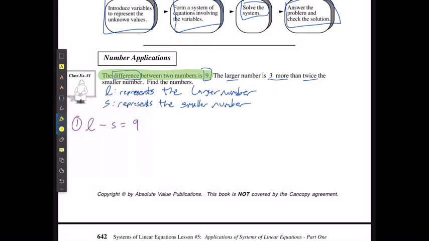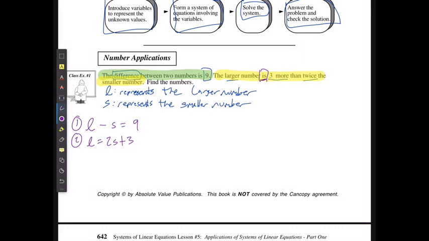Then I'm going to use the second sentence to create my second equation. The larger number is 3 more than twice the smaller number. Well, for my second equation, I'm going to say the larger number. As soon as I see the word is, I know that means it's going to be equals. 3 more than twice the smaller number, well, twice the smaller number is going to be 2S, and 3 more than that is going to be plus 3. Usually the part that we find the hardest is actually just creating the equations in the first place.